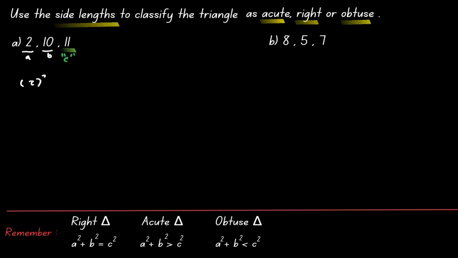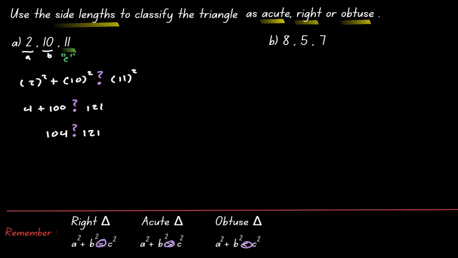So we'll have 2 squared plus 10 squared, but we do not know if it's going to be equal, greater, or less than. So let's put a question mark and let's place c squared on the right. So now let's simplify. 2 to the second is 4, plus 10 to the second is 100. Now let's bring down the question mark. And 11 squared is 121. On the left-hand side, we have 104. On the right-hand side of the question mark, it's 121.